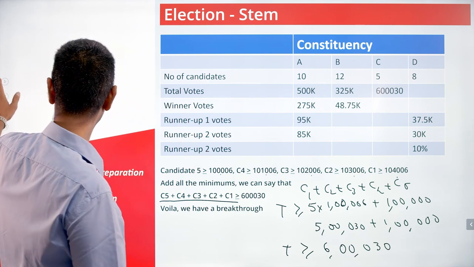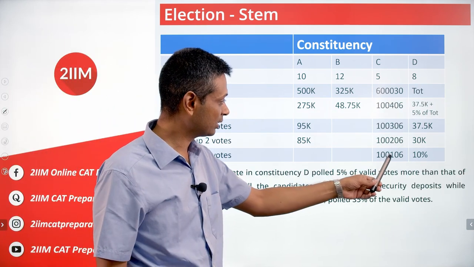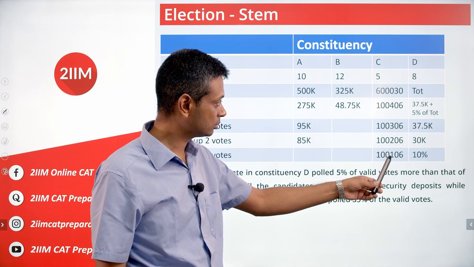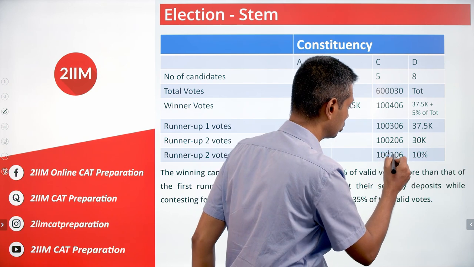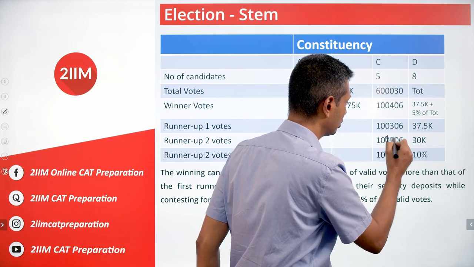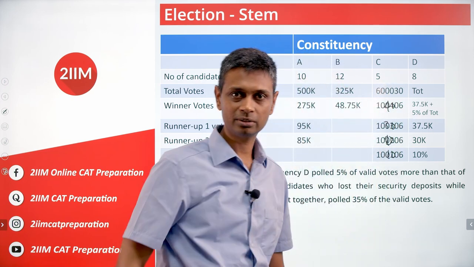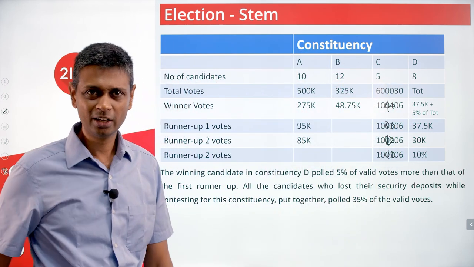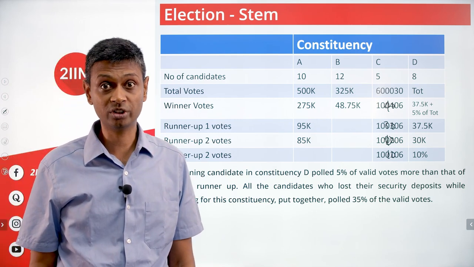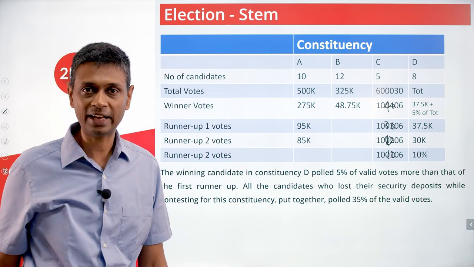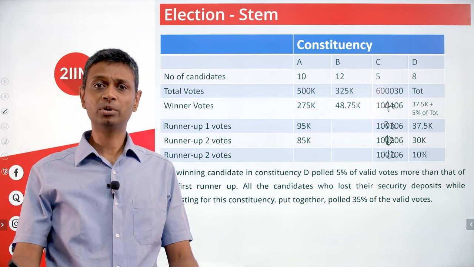The guy who scores the least gets 1,06,000. Then 1,16,000, 1,26,000, 1,36,000, 1,46,000. The zeros are a little shifted, but don't worry. With 1,16,000, 1,26,000, 1,36,000, 1,46,000. Done. We've got this entire table done for C. Only one possibility available there.